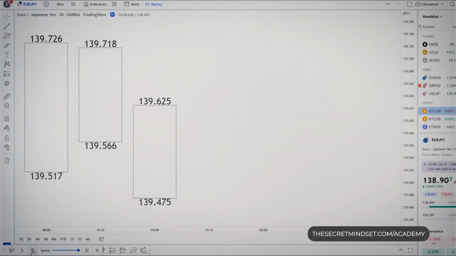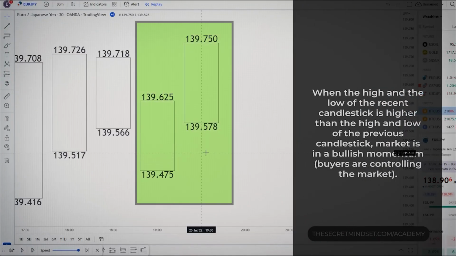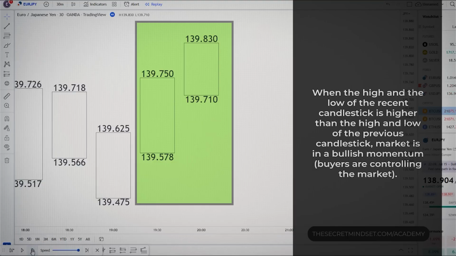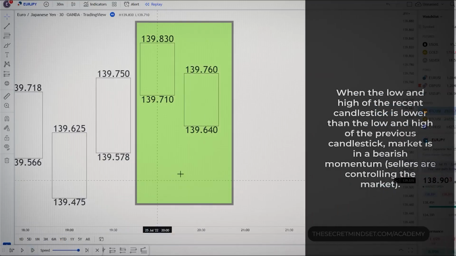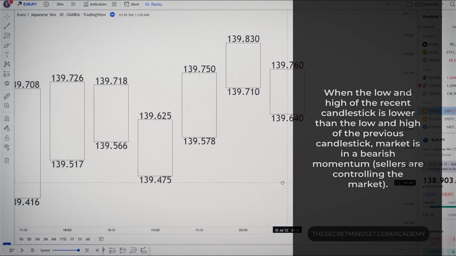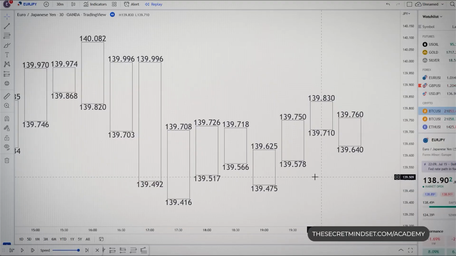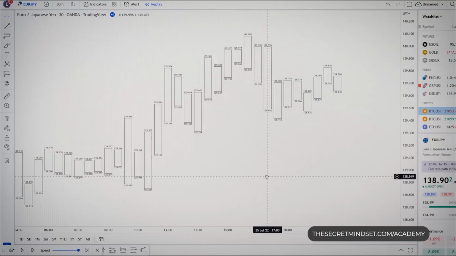When the high and the low of the recent candlestick is higher than the high and low of the previous candlestick, market is in a bullish momentum and buyers are controlling the market. There is buying pressure. When the low and the high of the recent candlestick is lower than the low and the high of the previous candlestick, market is in a bearish momentum and sellers are controlling the market. You see just how easy it is to read price action, bar by bar.